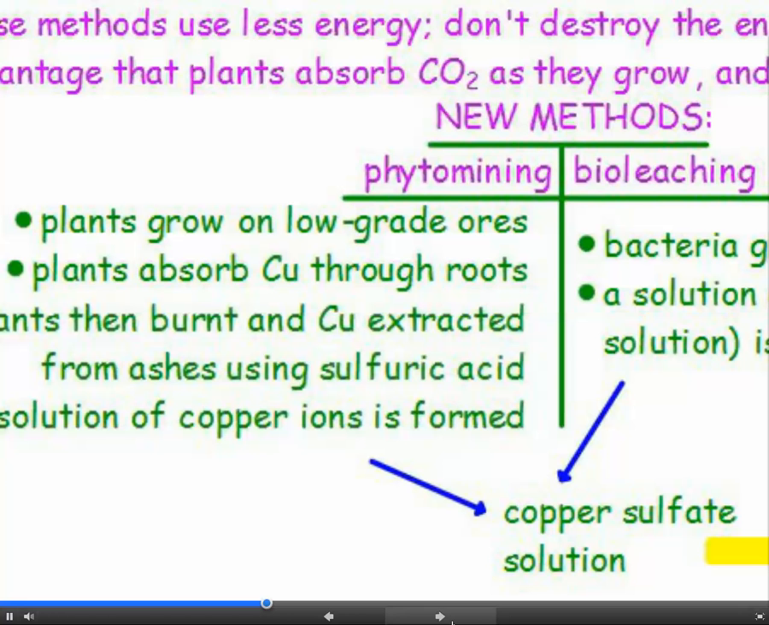So in phytomining, we grow plants on the low-grade ores, and the plants absorb the copper through their roots, and the copper becomes part of the plant material. The plants are then burnt, and the copper is extracted from their ashes using sulfuric acid. So we end up with a solution of copper ions in the form of copper sulphate.